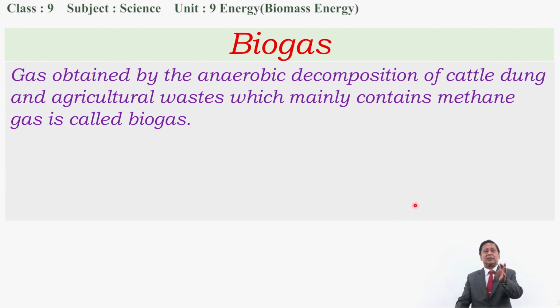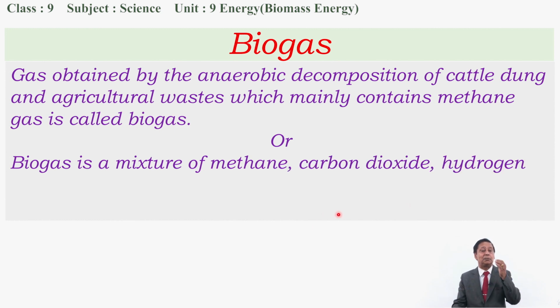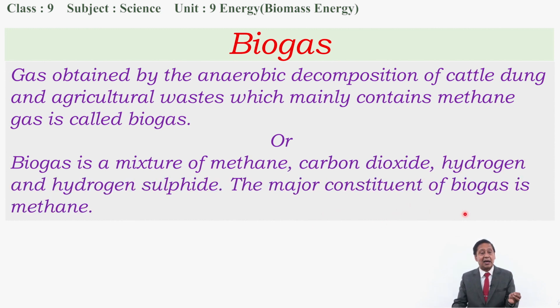But in the context of the composition only, we can define biogas this way also. Biogas is a mixture of methane, carbon dioxide, hydrogen and hydrogen sulfide. Actually, by the anaerobic decomposition of cattle dung and agricultural waste, not only methane, carbon dioxide is also produced along with hydrogen and hydrogen sulfide. The percentage of methane is about 65% and the remaining is carbon dioxide, hydrogen and hydrogen sulfide. This way we can define biogas.